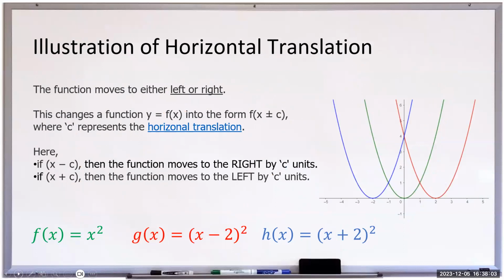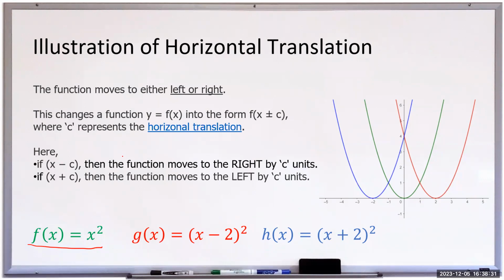For the horizontal translation, consider again 3 functions here, wherein the green one is your parent function. And for g of x, we have here the quantity x minus 2 squared. For h of x, we have here the quantity x plus 2 squared. Okay? So the graph of the blue one is shown here and the red one is here.